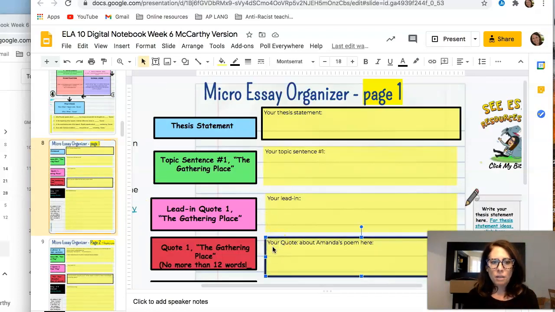One on page 8 for Amanda, one on page 9 for Royalty. Okay, so we've just paused, and I know that everyone now has a thesis statement and two quotes, and if you don't, you will reach out to me.